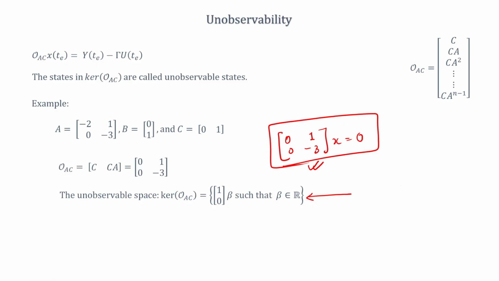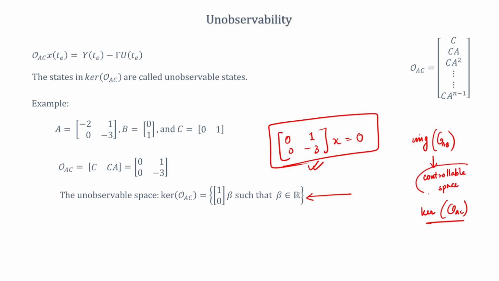And this set is what is known as the unobservable space. Remember, in case of controllability, we had something called the image of the controllability matrix, and we say that the image is what is known as the controllable space. Similarly, the unobservable space is known as the kernel of O. The kernel of O will give you the unobservable space.